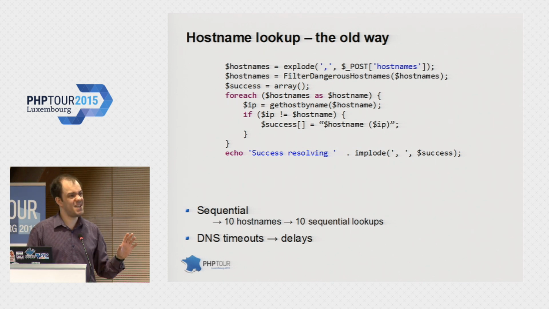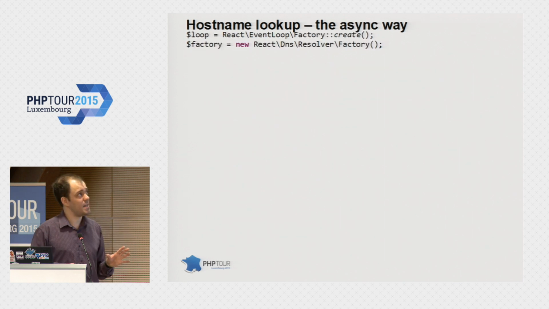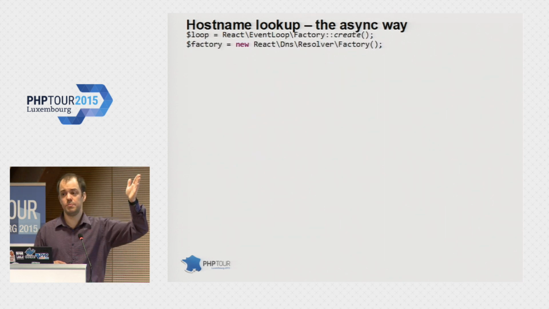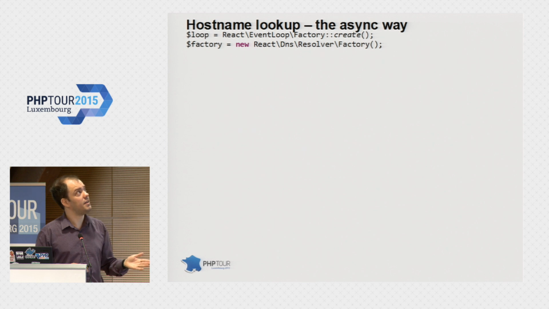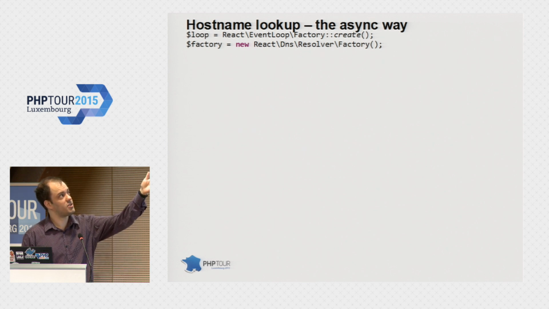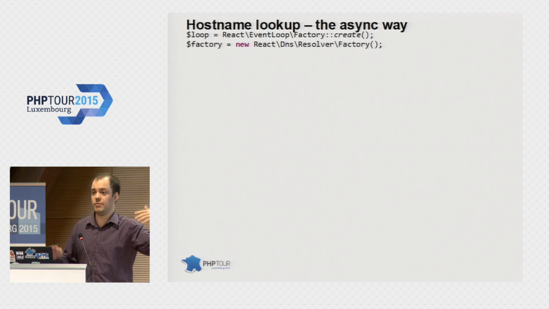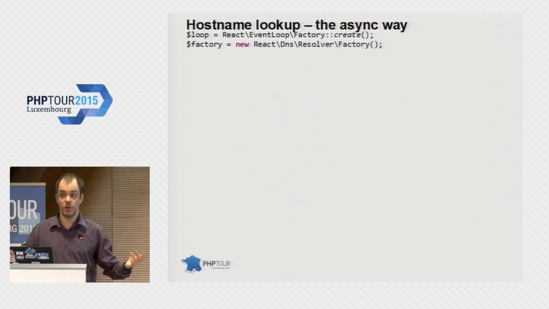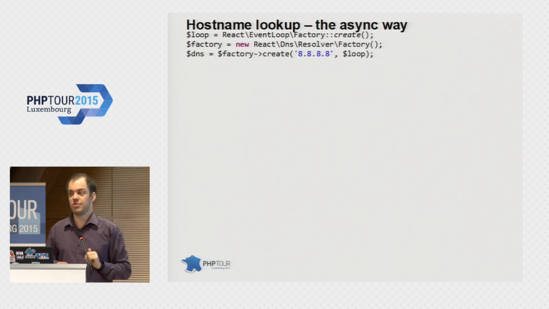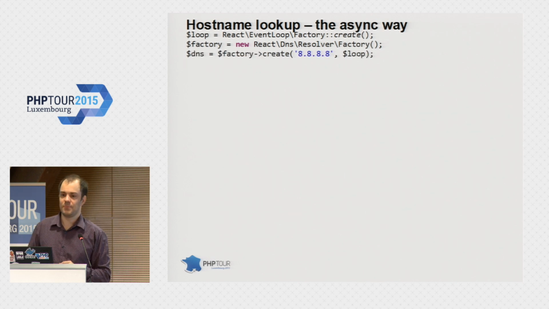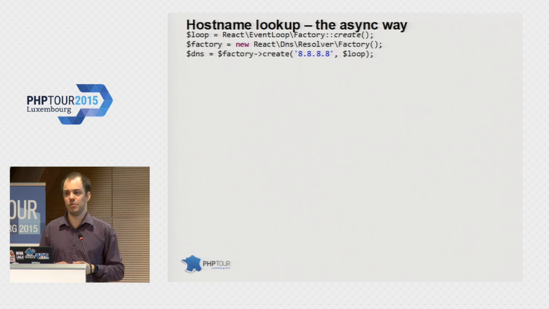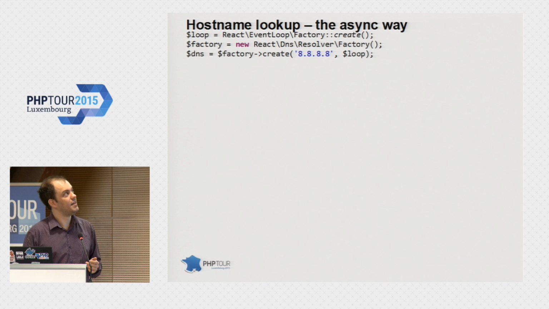The async way is a bit more code. So we're going to create that event loop. We always have to do that. And then we're going to use React DNS resolver. So it's even got a DNS resolver built into ReactPHP. It's very big, and there's a lot of extensions for it. And we're going to give it a DNS server to use for the lookup. In this case, the Google DNS server, they're public, they're available, they're free, so we use that one.